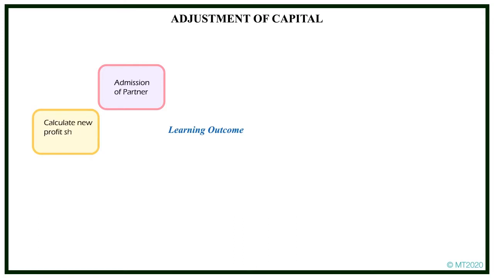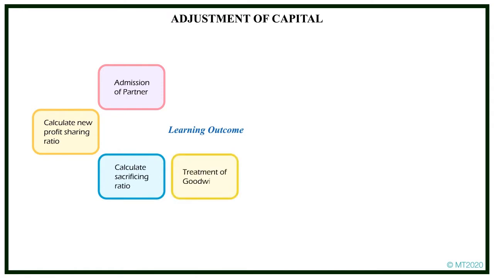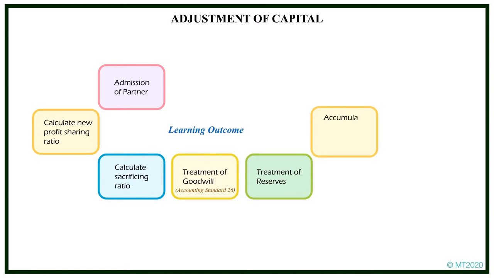I would first like to give a small description on the learning outcome of the chapter. We will learn about admission of partner, how to calculate new profit sharing ratio, then learn to calculate sacrificing ratio. Next, we would also learn the treatment of goodwill as per Accounting Standard 26, treatment of reserves, accumulated profit and accumulated loss in case of admission of a partner.